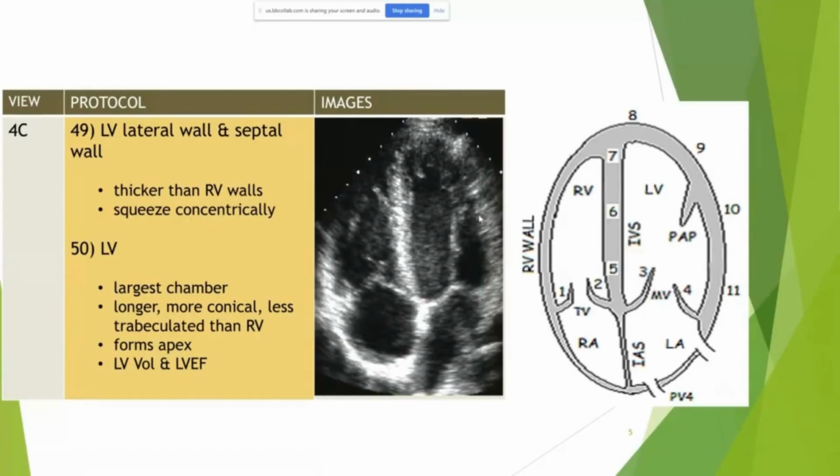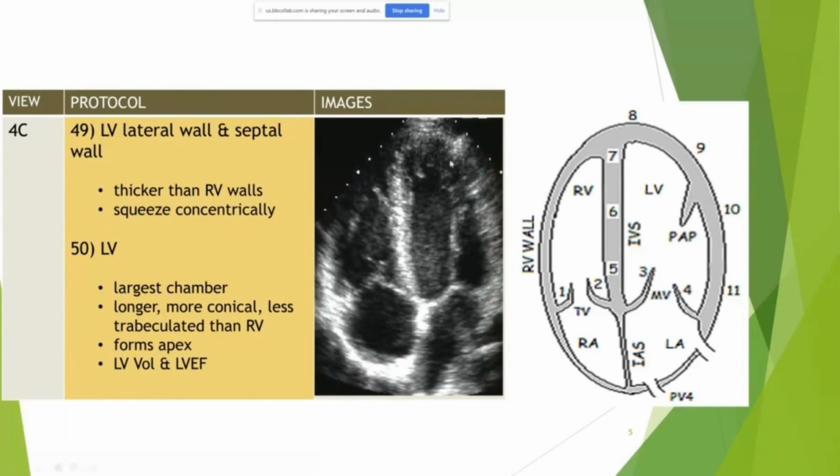So you need to know that the left ventricular walls are going to be thicker than the right ventricular walls because they are high pressure and they have to squeeze harder to get all the blood out into the aorta and out to the rest of the body. You want them to be squeezing concentrically during systole, meaning they're squeezing in together.